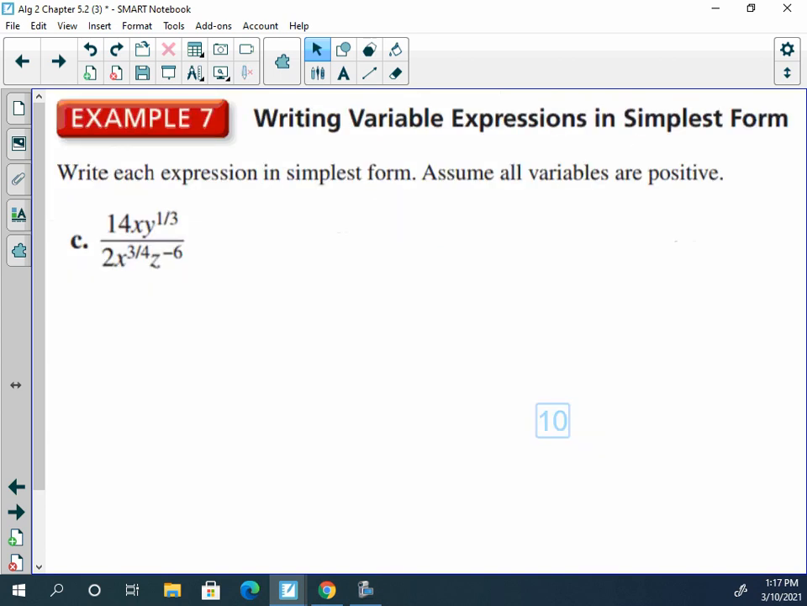All right, now we're going to back up. Write each expression in simplest form, assume all variables are positive. Now this here, what we're doing here is similar to what we did the other day with our numbers. When we talk about changing, because we had the 5th root of 8 in the denominator, where we changed it to 2 to the 3rd and then simplified it out that way. We're doing the same thing here.